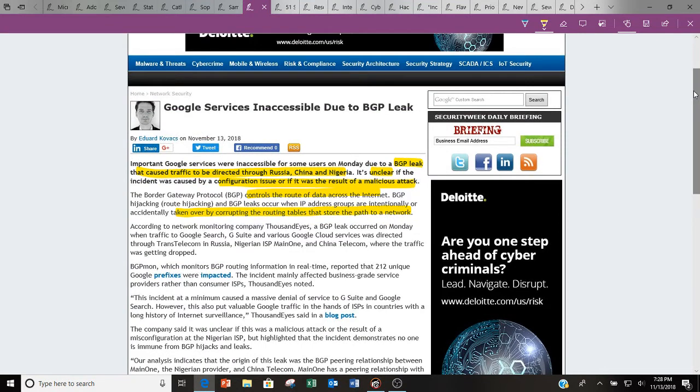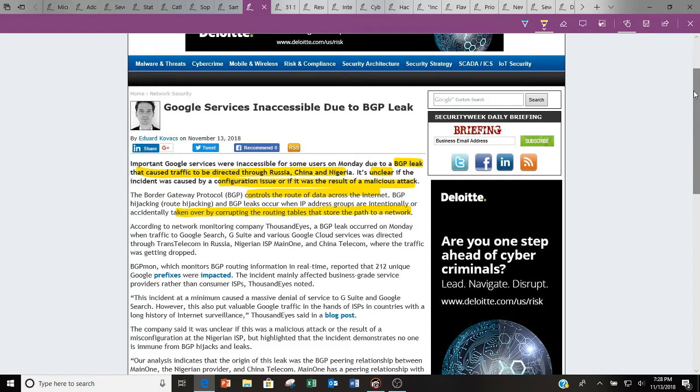This week, Google Services was out of commission. I don't remember how long, but it was a result of a Border Gateway Protocol leak that pushed all of the traffic through Russia, China, and Nigeria. They're unsure if it was an attack or if it was a misconfiguration.